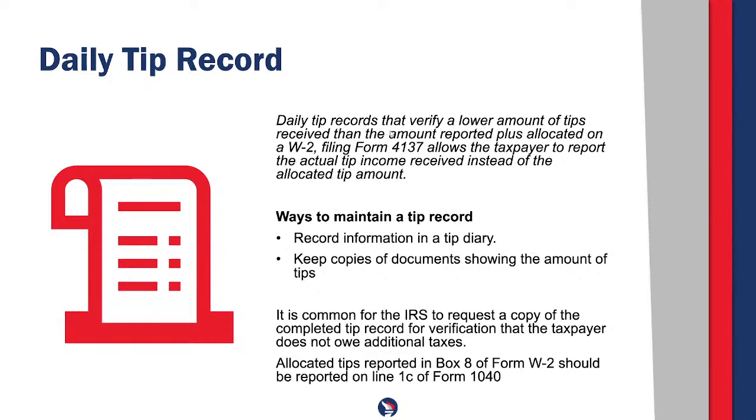Daily tip records: you should journal your tips as a waiter or a waitress or somebody who receives tips. Whether or not you report them, journal them. 4137 is the form. The IRS actually has a form for you to work with to keep track of your tips. Because like we said, especially if there's a discrepancy on Box 8 between what you're reporting and what was reported to the IRS, they can request a copy of this completed tip record for verification that I didn't have to report it. It wasn't income. I didn't receive it.